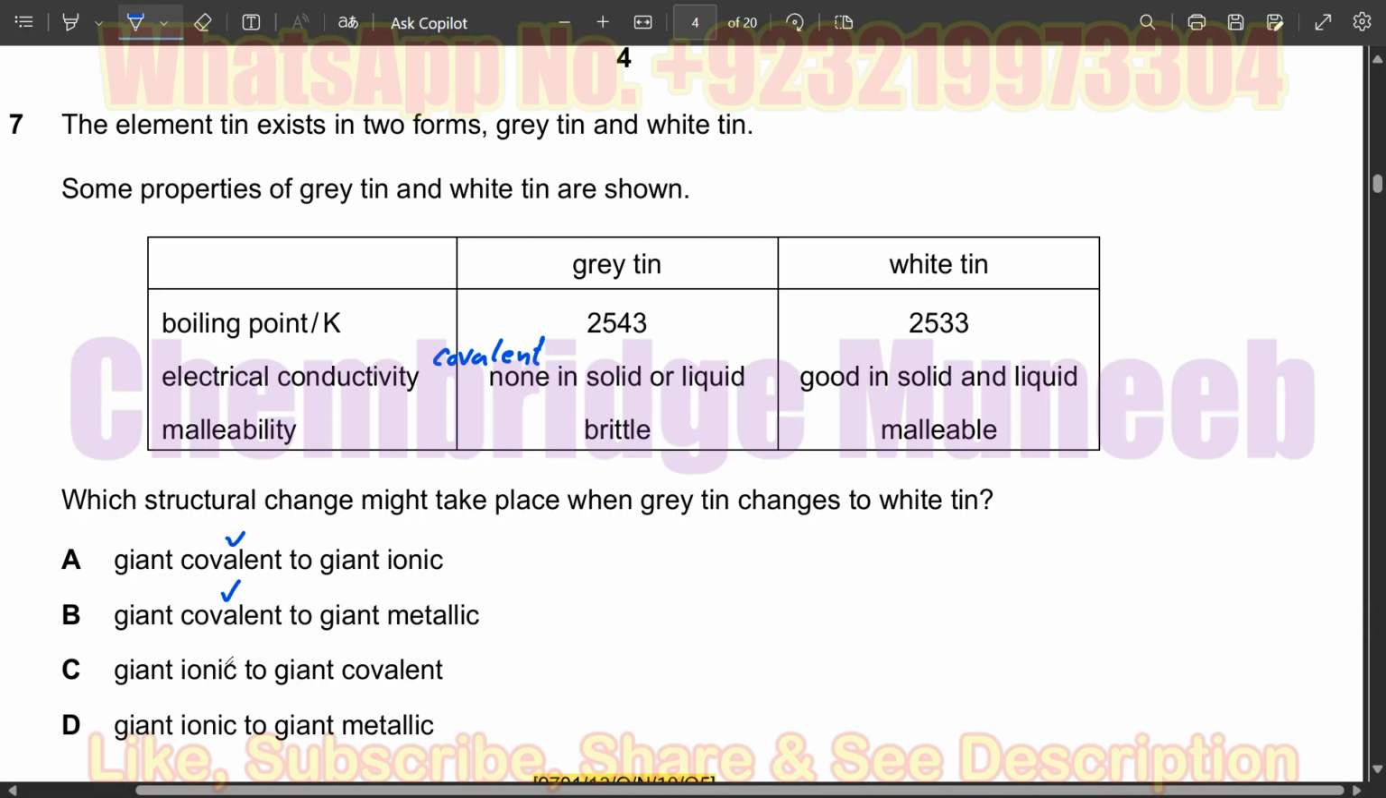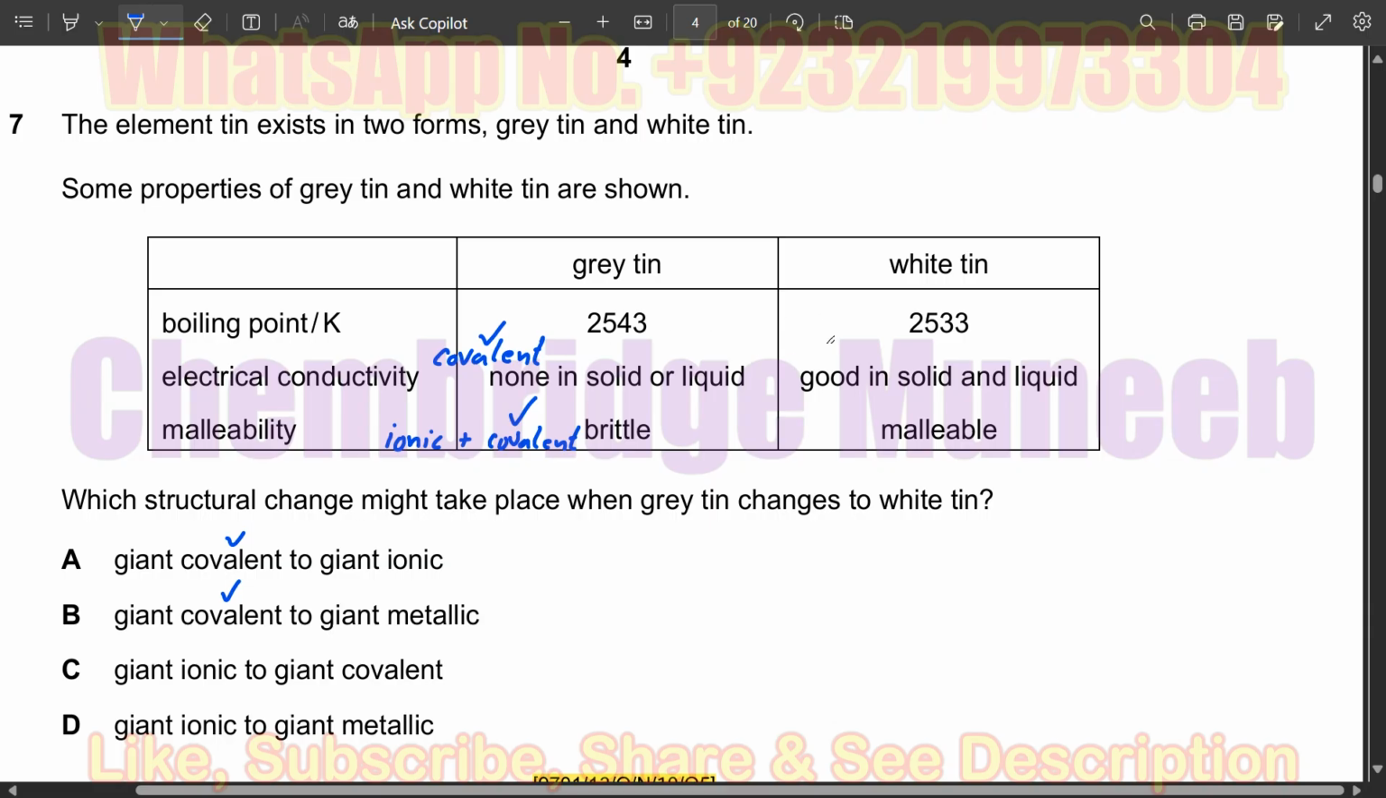Since we are given options, I have to differentiate between covalent and ionic. So it can only be covalent, and on the basis of malleability, this compound is written brittle. We know that ionic compounds are brittle and covalent ones are also brittle. Both are brittle, so these properties indicate that it is basically covalent, not ionic. Since covalent is present in both rows, the property matches with the covalent nature. So gray tin is basically covalent.